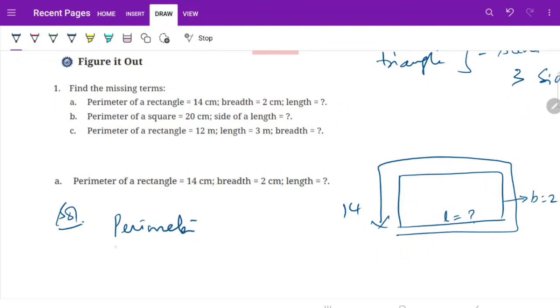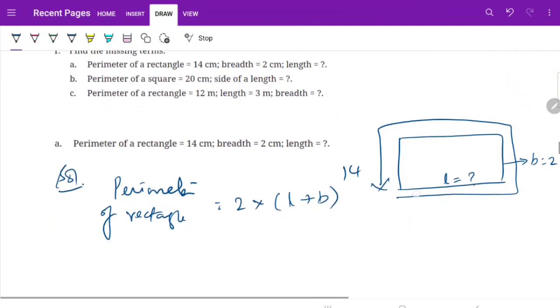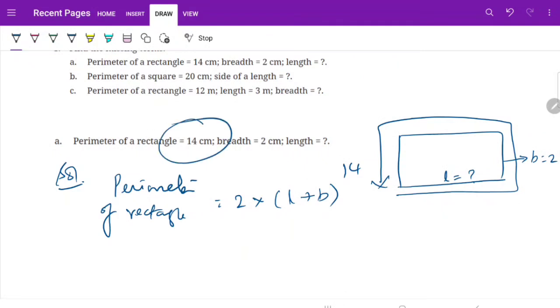Perimeter of rectangle is equal to 2 into (L plus B), length plus breadth. So what is given to us? Perimeter is 14. So we write the left side as 14, because here we are having the left side as perimeter, equal to 2 into L.